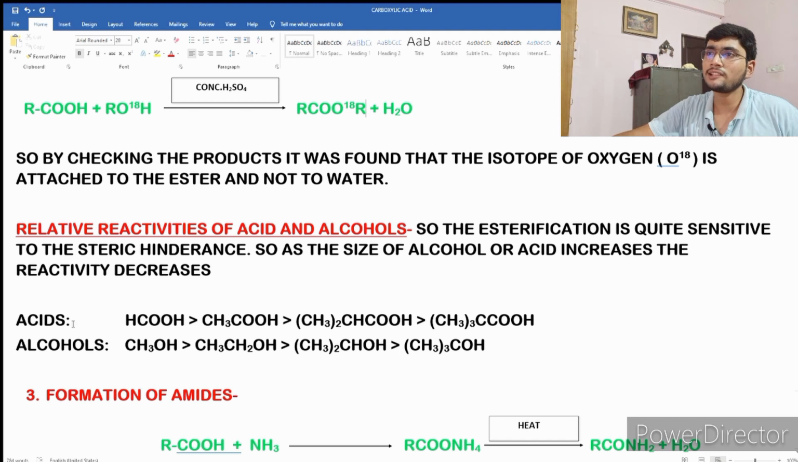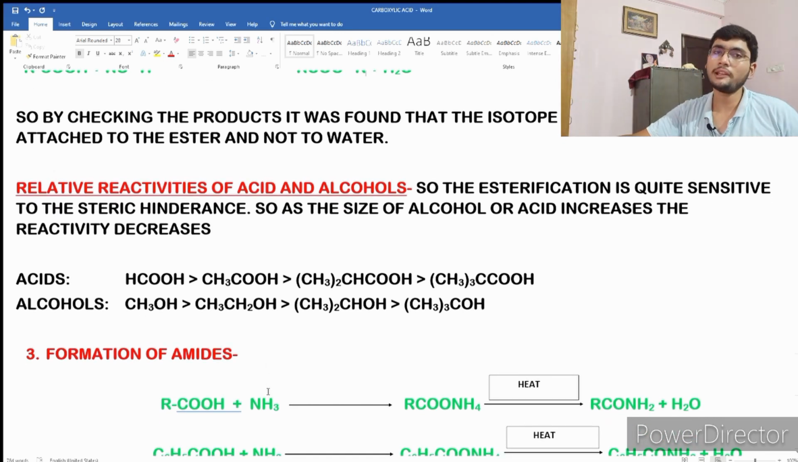You see, this is formic acid, this is ethanoic acid, so as the size is increasing, their reactivity is decreasing. Same is the case with alcohol also. Methanol is the smallest alcohol, so it has the largest reactivity. Then comes ethanol, then isopropyl alcohol, then tertiary butyl alcohol. Okay, so basically this is how you can prepare an ester.